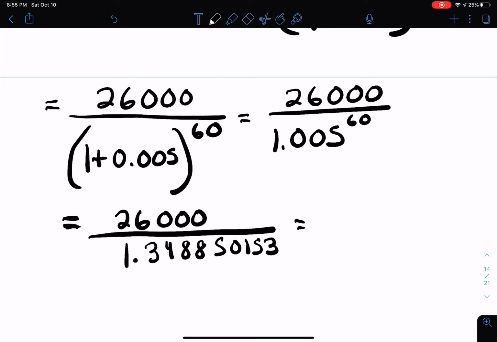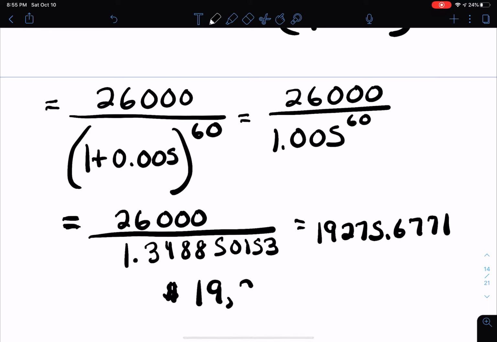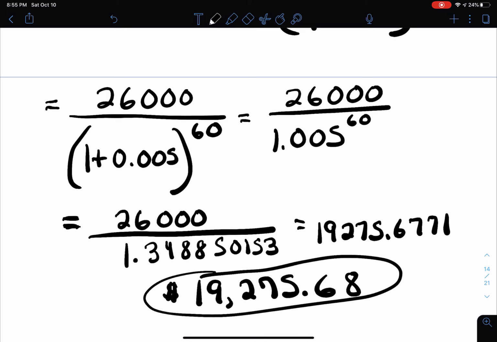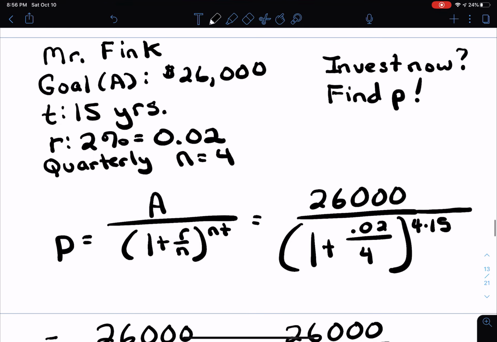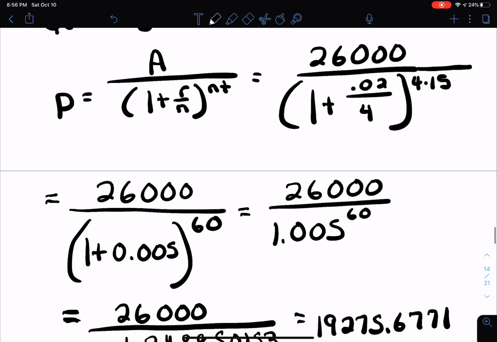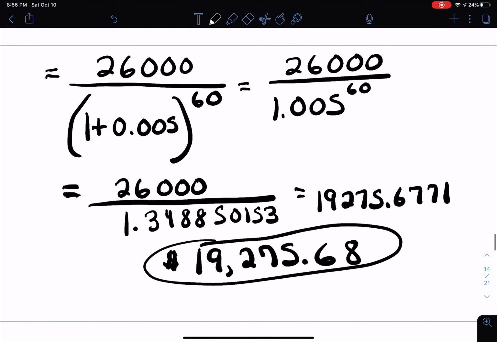All right. So then we're going to do 26,000 divided by that decimal. And I get 19,275.6771. So remember, unless it says otherwise, just round to the nearest cent. So $19,275.68. So that's what Mr. Fink needs to invest today to have exactly $26,000 in the future for his lawnmower business when he retires in 15 years at 2% compounded quarterly. So there you go.